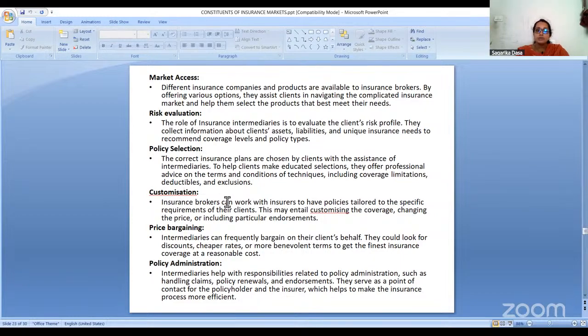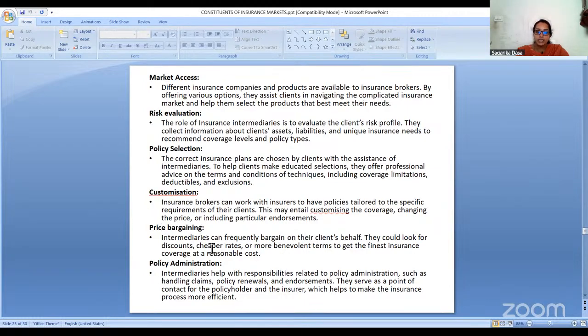Customization. Insurance brokers can work with the insurers to have policies tailored to the specific requirements of their clients. ఇప్పుడు మనకు పర్టికులర్ పాలసీలో కొన్ని చేంజెస్ కావాలి అని అంటే ఏజెంట్ మనకి చేయలేదు. ఏజెంట్ పాలసీని ఎలా ఉంది అలాగే అమ్ముతారు తప్ప పాలసీలో చేంజ్ చేయలేదు. కానీ బ్రోకర్స్ ఏం చేస్తారు అని అంటే ఇన్సూరెన్స్ కంపెనీతో మనకు కావాల్సిన విధంగా పాలసీస్ ని ఫ్రేమ్ చేయిస్తారు. సో దట్ ఈస్ ఇంటర్మీడియరీ హెల్ప్ అస్ ఇన్ కస్టమైజింగ్ ద పాలసీస్.